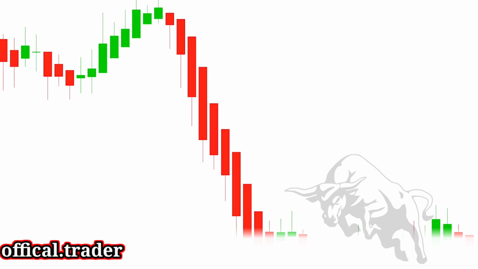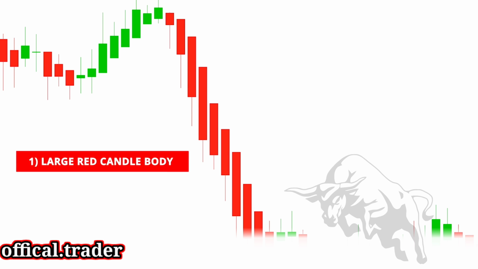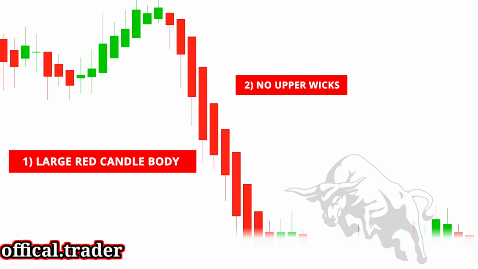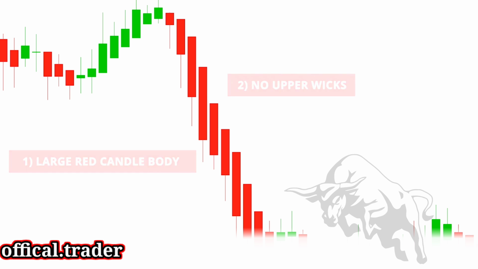Similarly, when looking for a downtrend on a Heikin Ashi chart, we'll want to look out for 1. Large red candle bodies, and 2. No upper wicks on these candles. Both of these criteria occurring together indicate a strong downtrend.